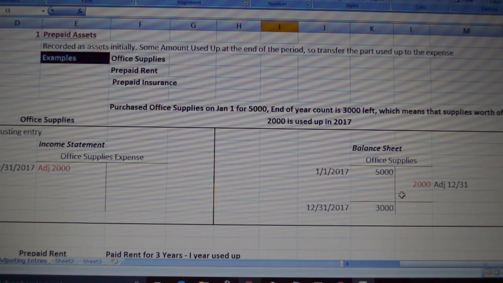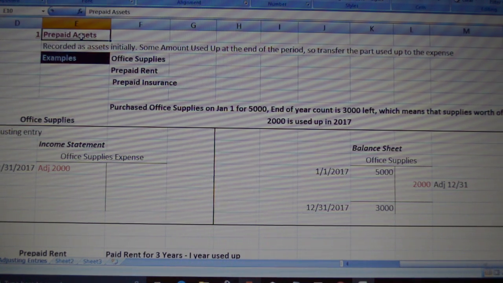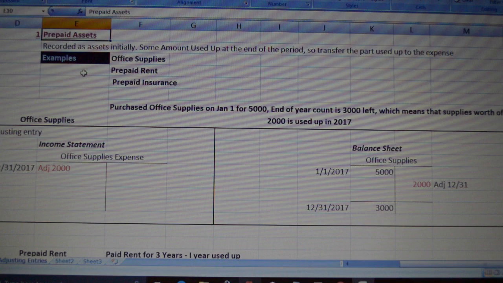First kind of adjusting entry is prepaid assets. Prepaid assets are something that are recorded as assets initially. Some of the amount is used up by the end of the period, so the transfer of the part that is used up is made to the expense account. Some examples of the prepaid assets are office supplies, prepaid rent, prepaid insurance.